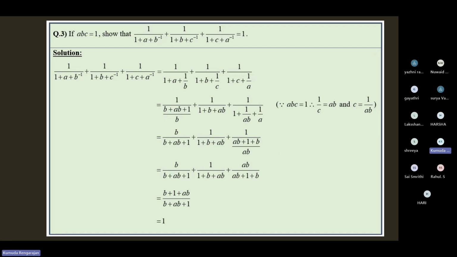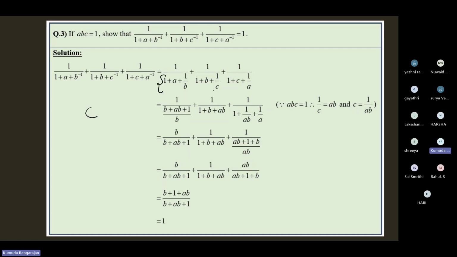So overall, the idea here is you don't want C. So you're replacing C with 1 by AB, or if you have 1 by C, you're replacing that with AB. That's all. Do that and take the common denominator for the denominator.